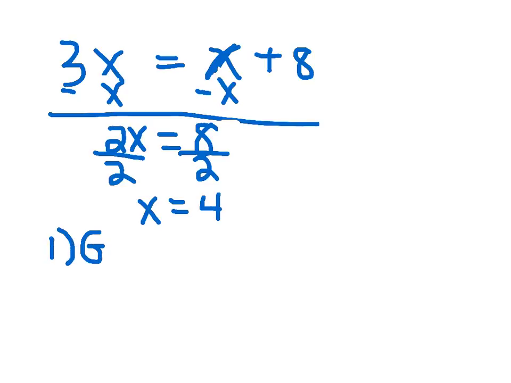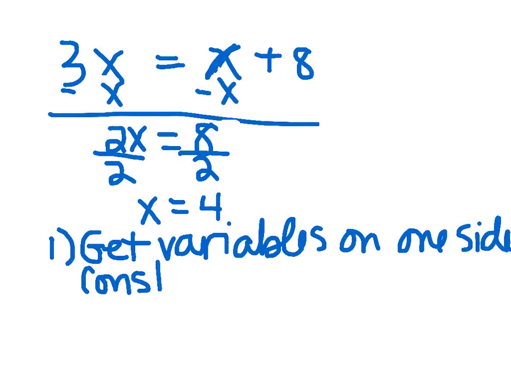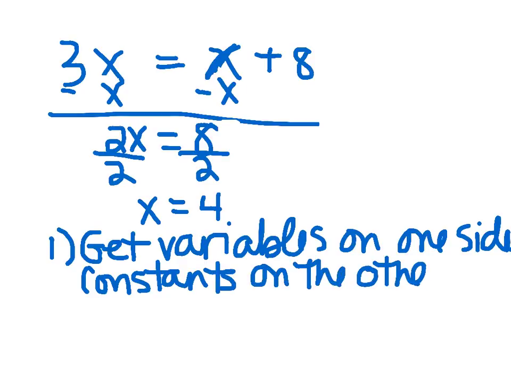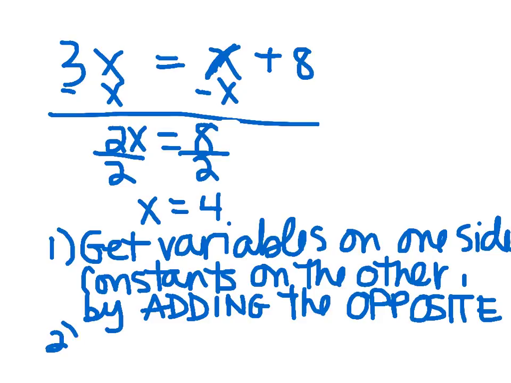What we're trying to do is get the variables on one side and the constants on the other, constants meaning numbers, and we do this by adding the opposite. And after I've done that, all I have to do is solve. So let's do a bunch of equations and see how this plays out.